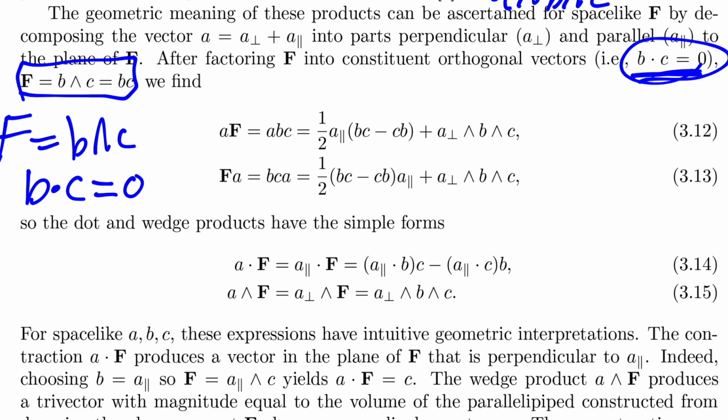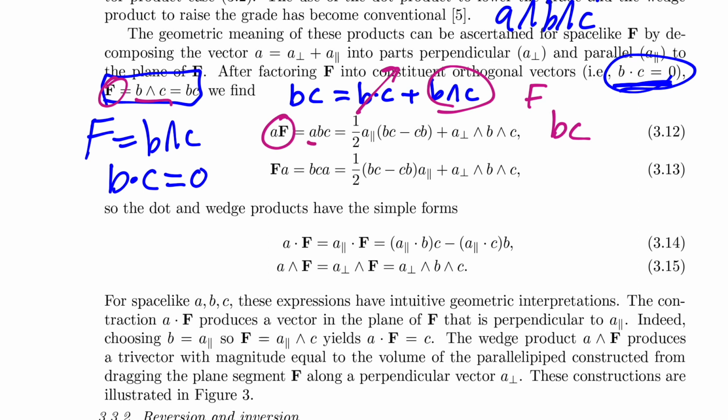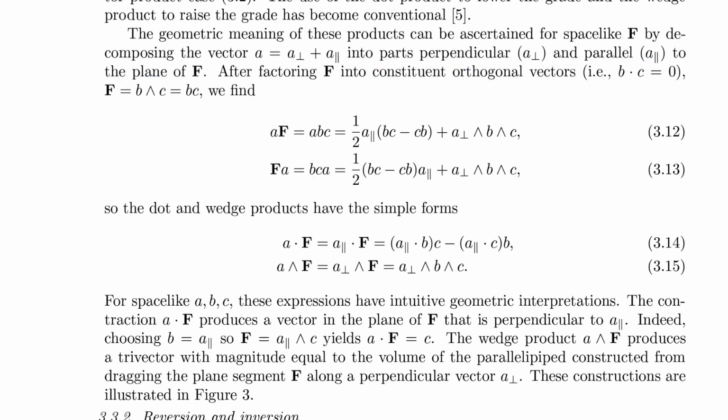Well, if B dot C is 0, then what is the space-time product of B and C? Well, that's B dot C plus B wedge C. But as I just said, B dot C is assumed to be 0 because we're constructing F out of orthogonal pieces. So everywhere I see B wedge C, or everywhere I see F, I can replace it by the space-time product of B and C. So AF now becomes ABC, and FA becomes BCA. Really, really beautiful stuff, right?